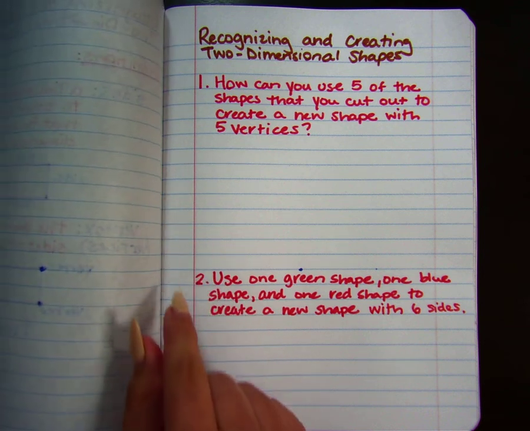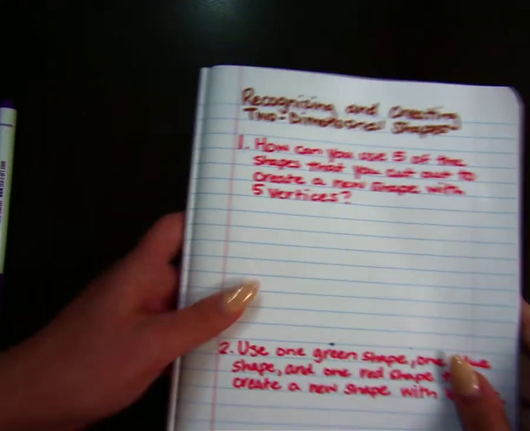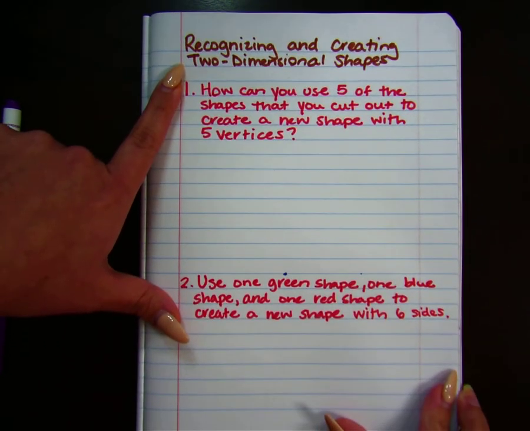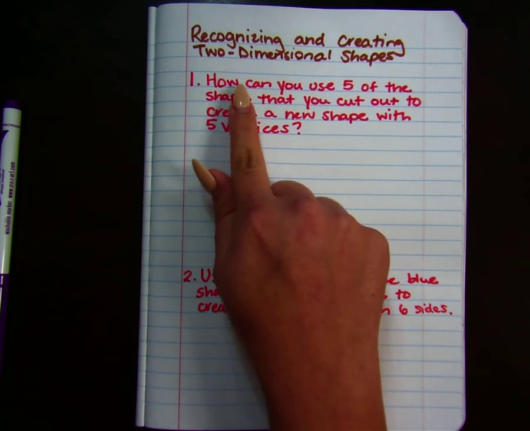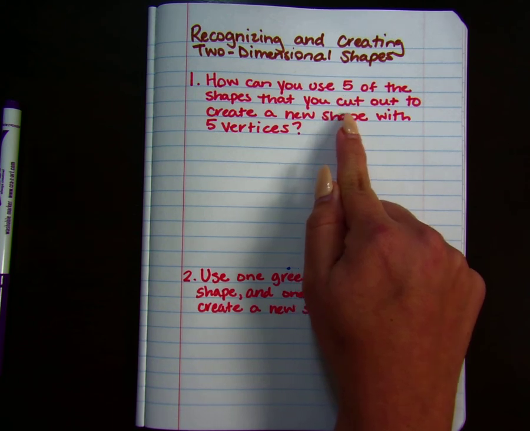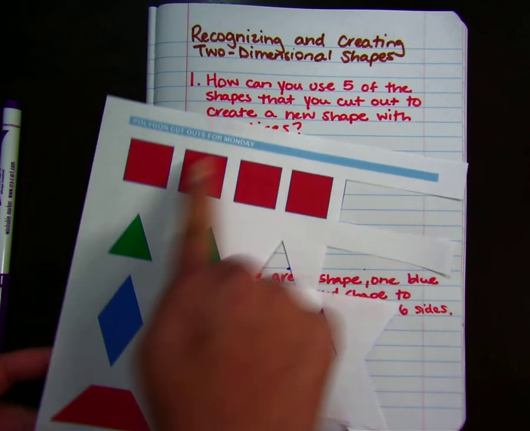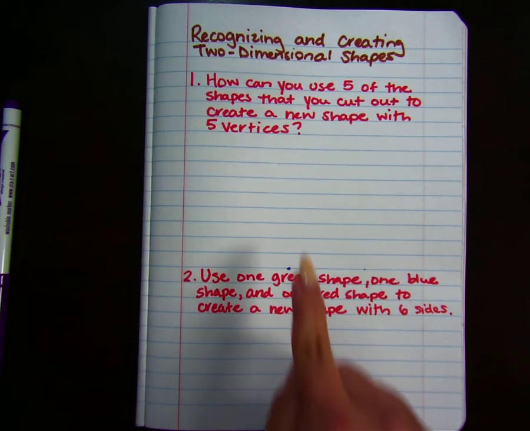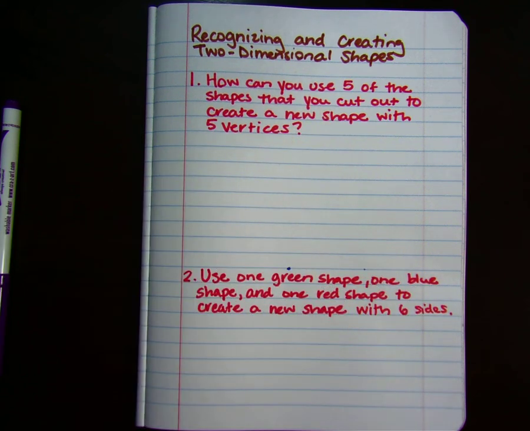Let's get started on today's activity. For today's activity, we're going to be recognizing and creating two-dimensional shapes. So let's get started. Number 1 says, how can you use 5 of the shapes that you cut out to create a new shape that has 5 vertices? So how can we use 5 of these shapes to create one new shape that has 5 vertices?